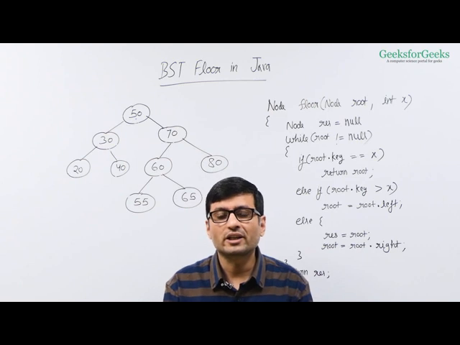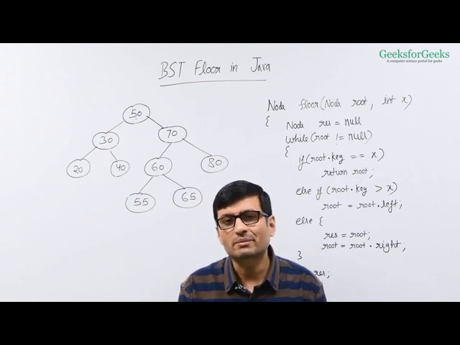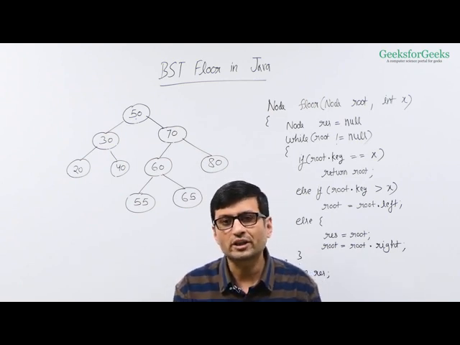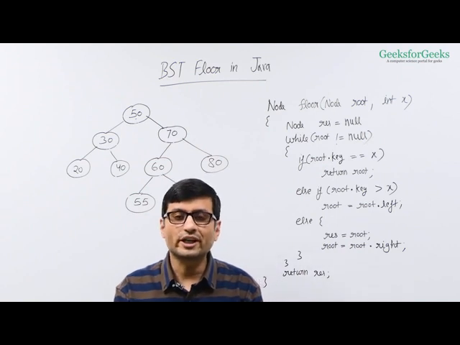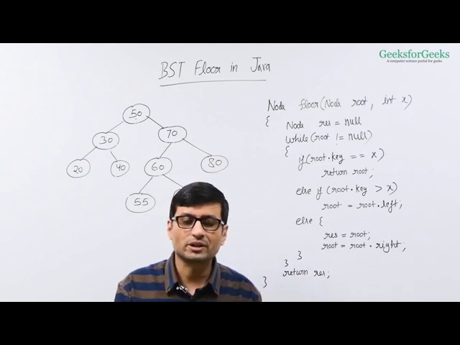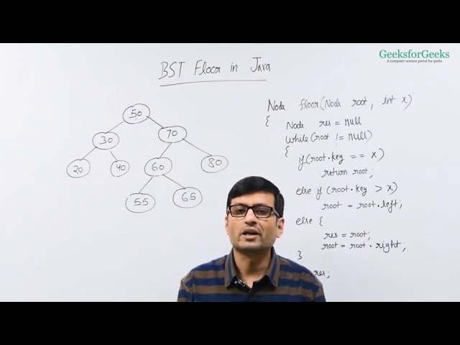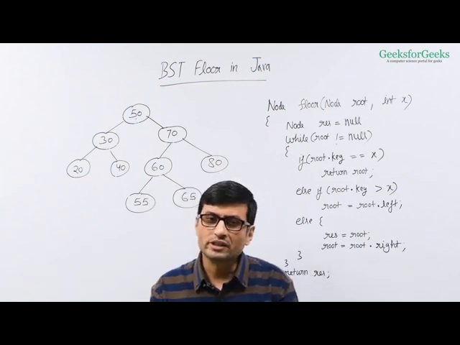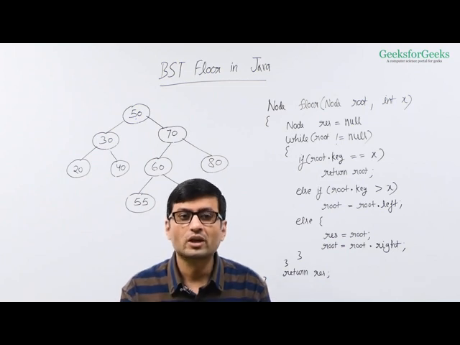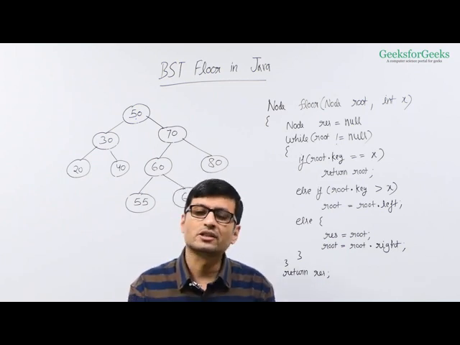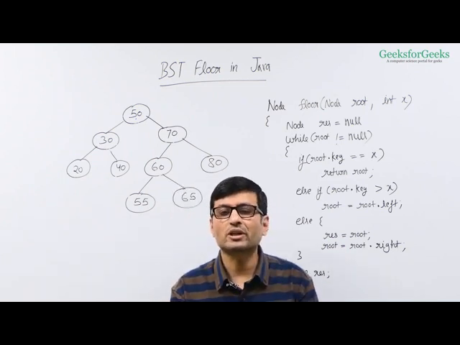If we find that the root key is the same as the key that we are searching, we return it. If the root key is greater, then we go to the left side because the root and its right side cannot be the floor. And if the root key is smaller, then the root itself can be a potential floor. So we assign the result as root and then we go to the right side.